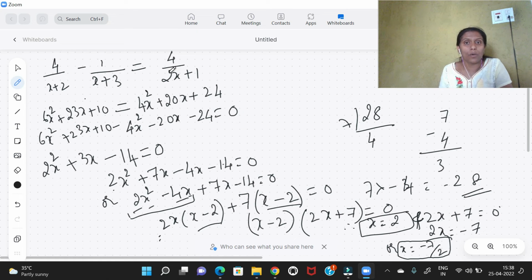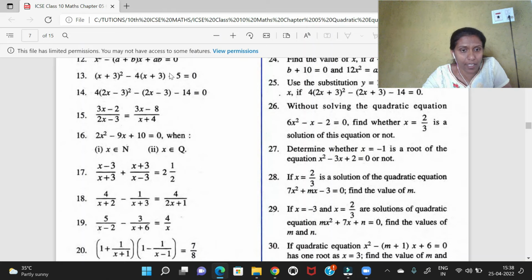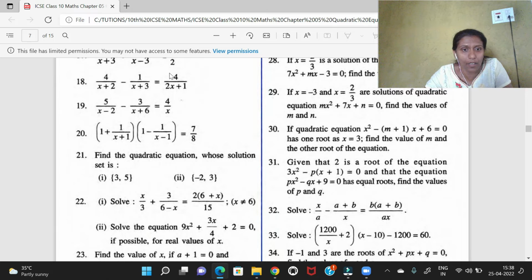Alright. So next, let's move on to the next question which is there in our list. I did the 18th one, so let me not go for the 19th one. And yes, the 20th one should also be similar. Next, let's move on to the solution sets.